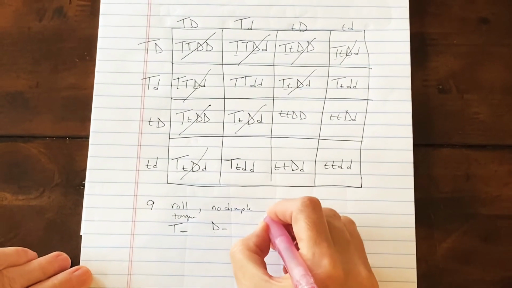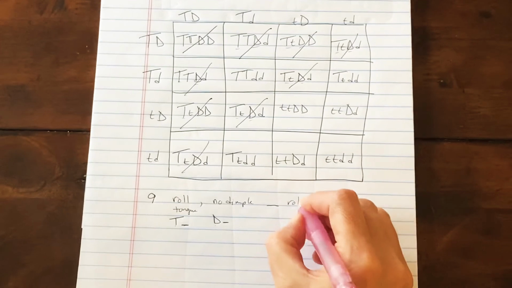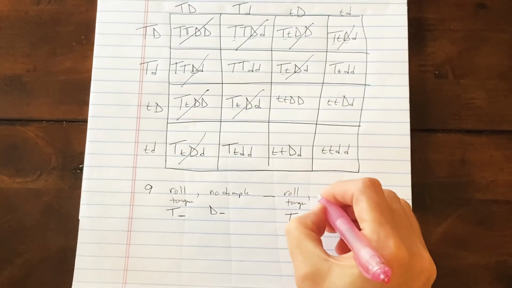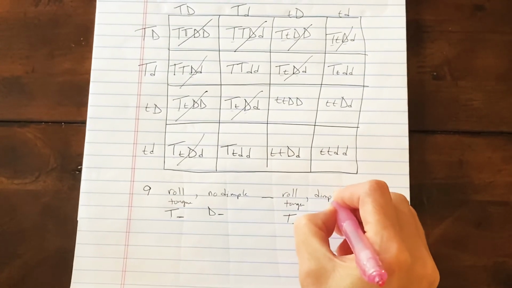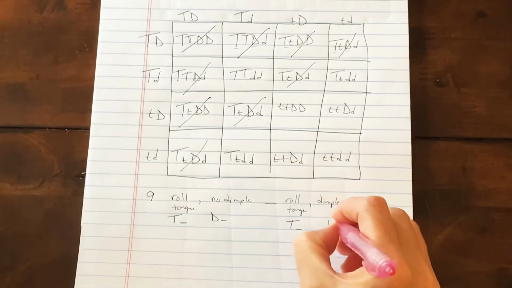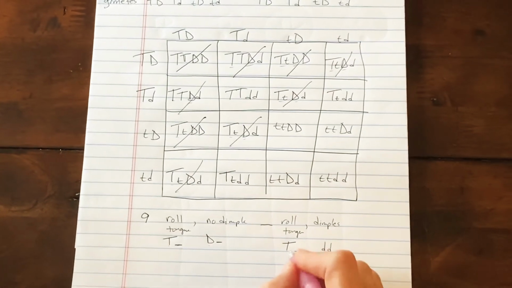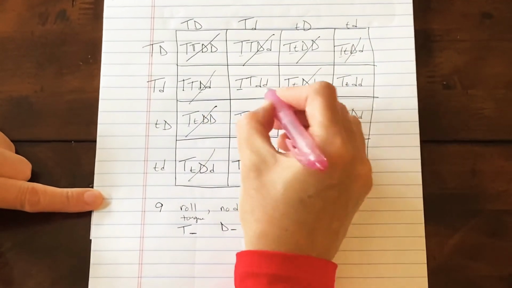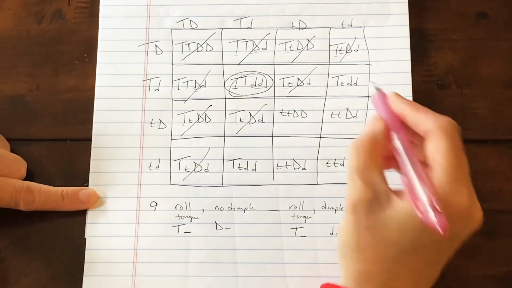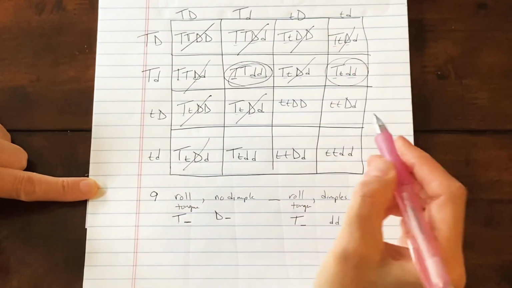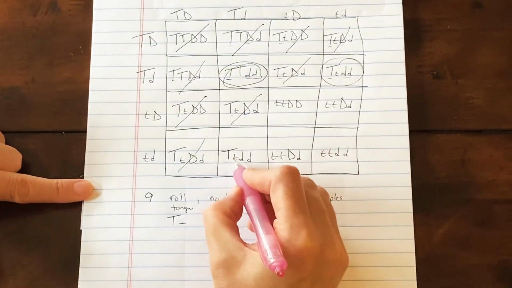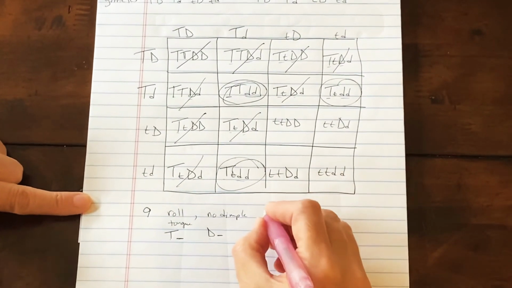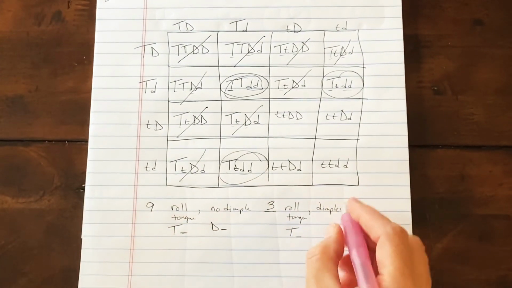The next possible count is roll tongue with dimples. So they have to have at least one big T and dimples. To have dimples, they have to have 2 little d's because it's the recessive trait. So count every one that has at least one big T and 2 little d's. So there's 1, 2, 3, and that's it for being able to roll their tongue with dimples.